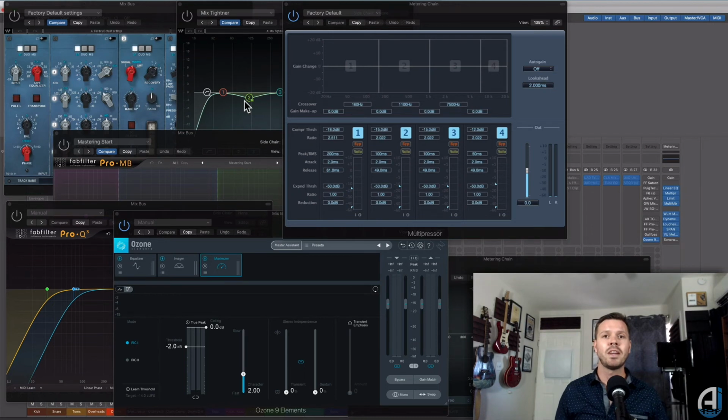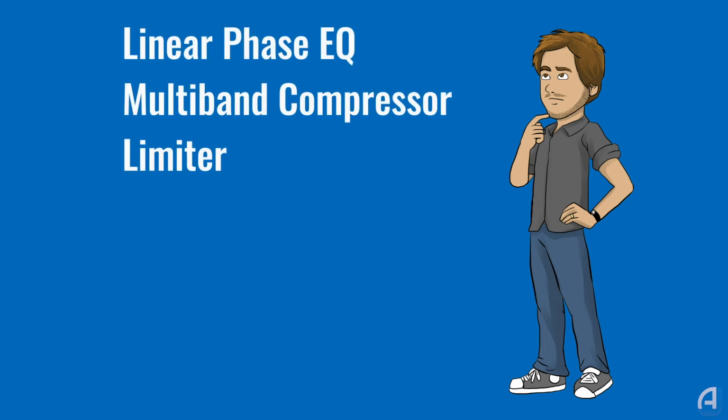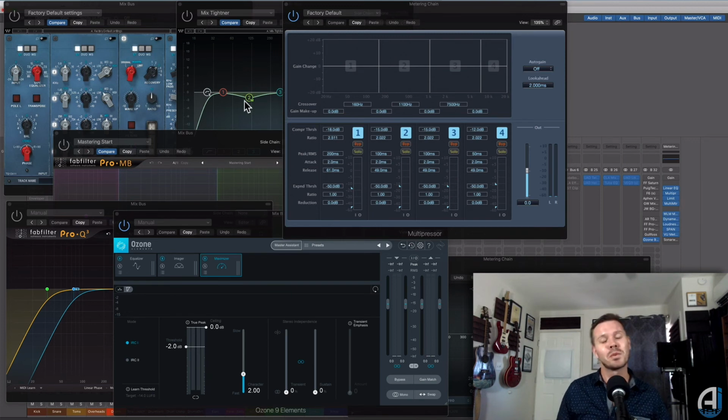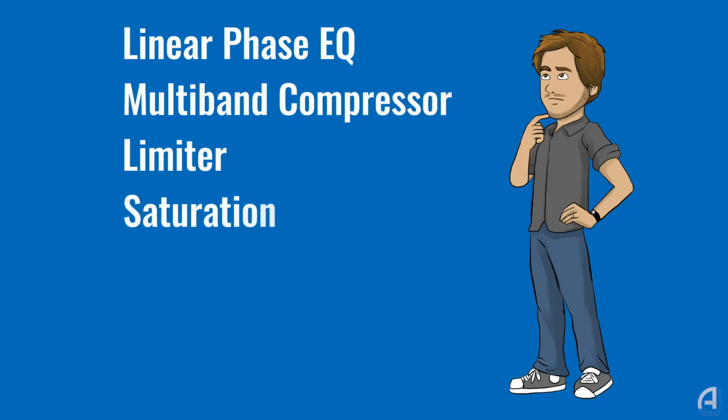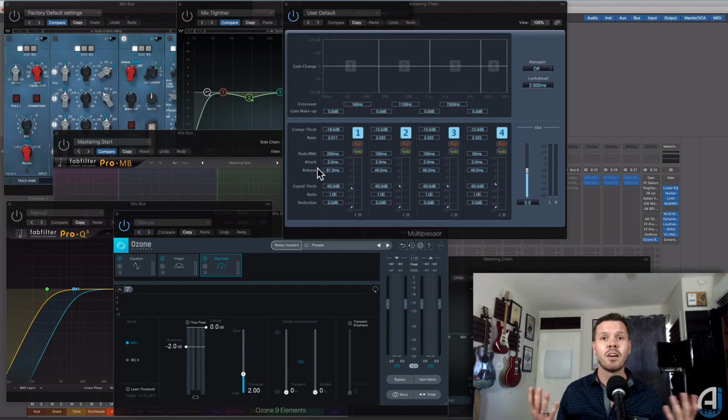So if that's all you have now, that's great, and it's quite enough to get you through this course. As for everything else, you can upgrade when you're ready. So just to recap, a linear phase EQ, a multi-band compressor, and a limiter. I thought about calling this Mastering with 3 Plugins as a course, but I think that's a little bit cheating, honestly. And then you can, if you want, and I'll talk about this, you can use saturation and stereo widening, and then a loudness meter and a frequency analyzer. And if you have those, you're good to start mastering your mixes, even if you don't have the latest and greatest gear in the world or on the market.